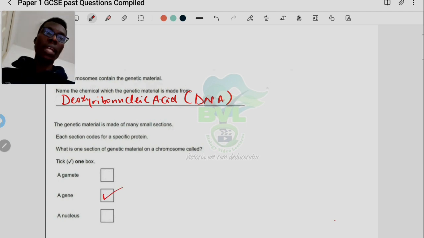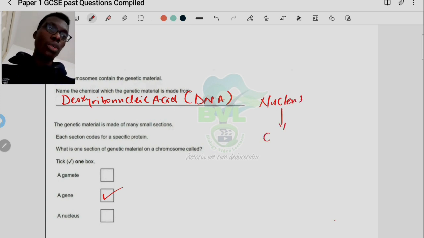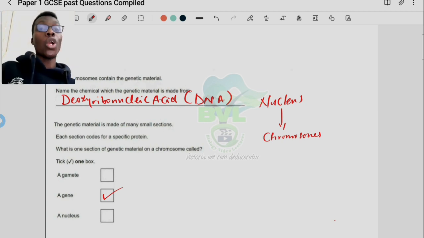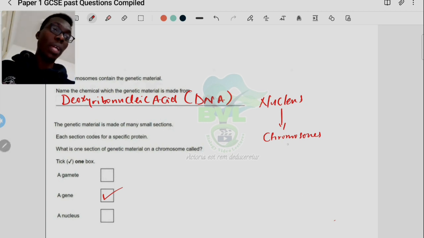Let me say something real quick here. Always remember this hierarchy. Nucleus contains chromosomes, or we can say chromatin. It's the same, but chromatin is just the thread form, or uncoiled, or let me say uncondensed form of chromosomes, as it were.